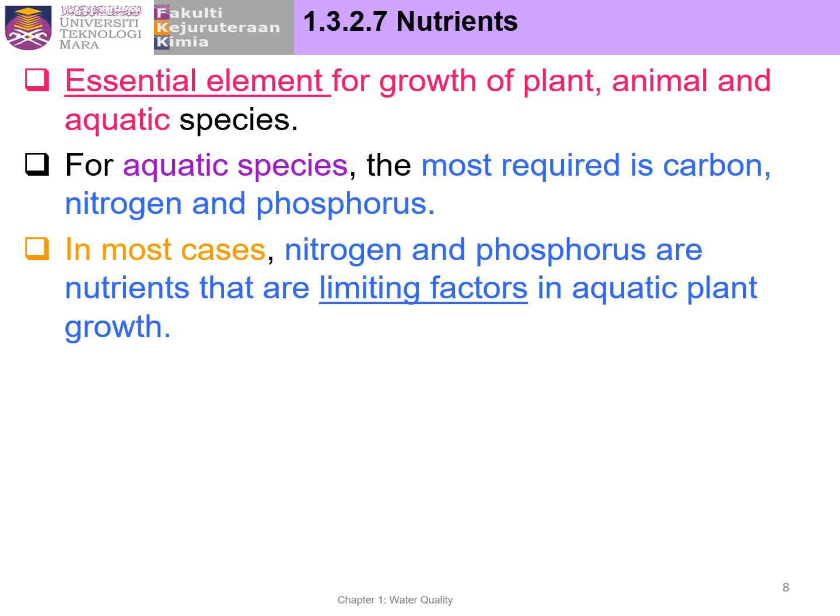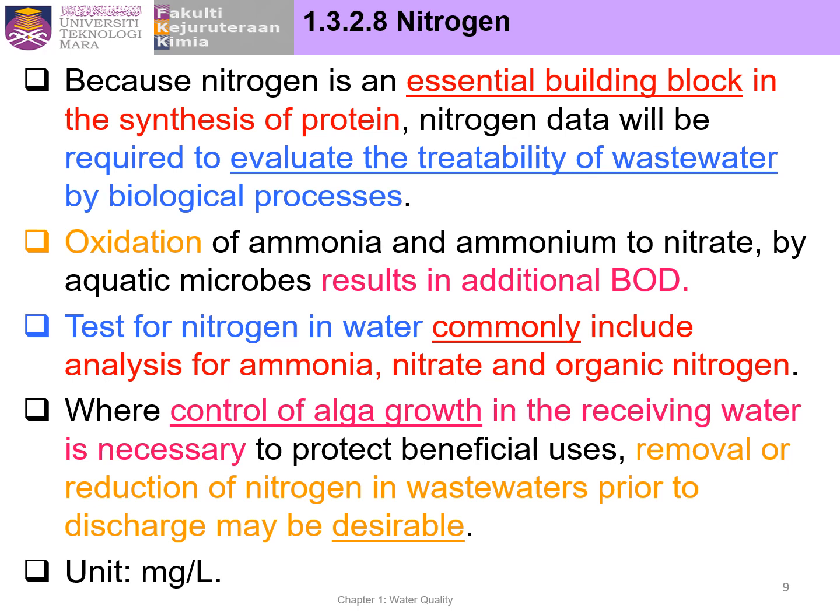The next topic is nutrients. They are very essential elements for the growth of plants, animals, and also aquatic species. For aquatic species, the most required are carbon, nitrogen, and phosphorus. But in most cases, both nitrogen and phosphorus are the limiting factors in aquatic growth. The next part is nitrogen. Nitrogen is very important as an essential building block in the synthesis of protein.